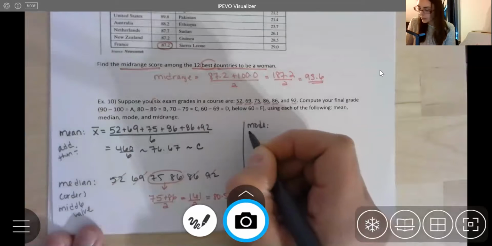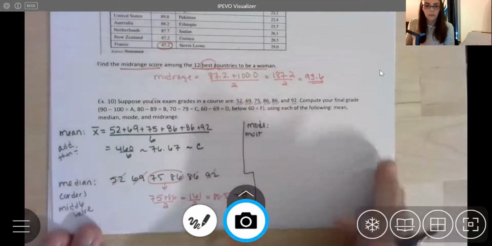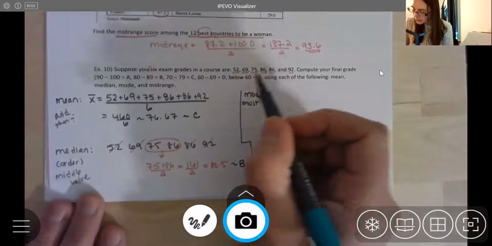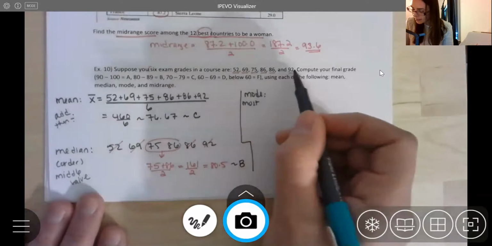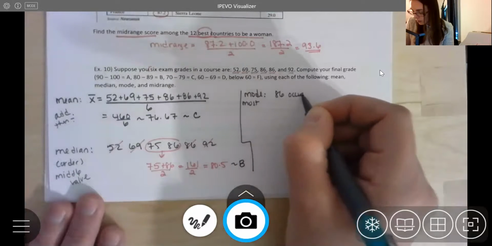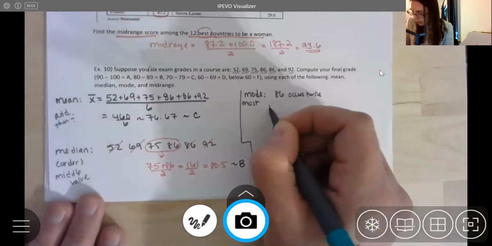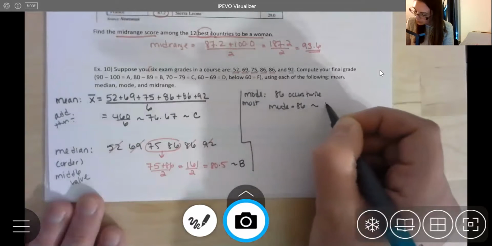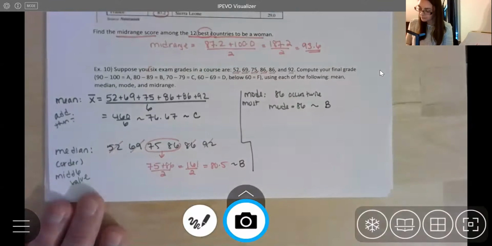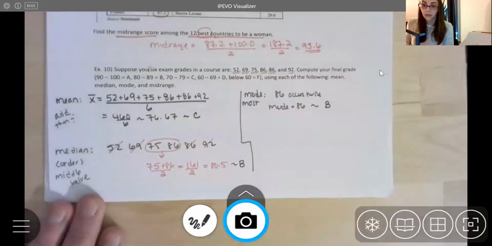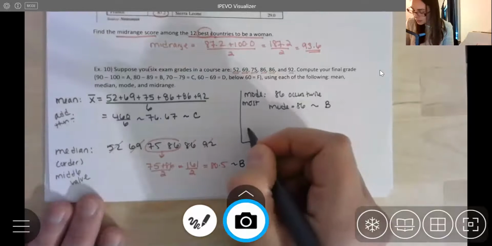So your mode, remember, is the value that occurs the most. So if I look at my values here, I see they all occur one time except for 86, right? 86 occurs twice. So my mode here then is 86. So if this is my answer, I'd have about a B in class. Now I will say I don't know any teachers that usually use the mode as their answer, if I'm being honest, but that's okay.